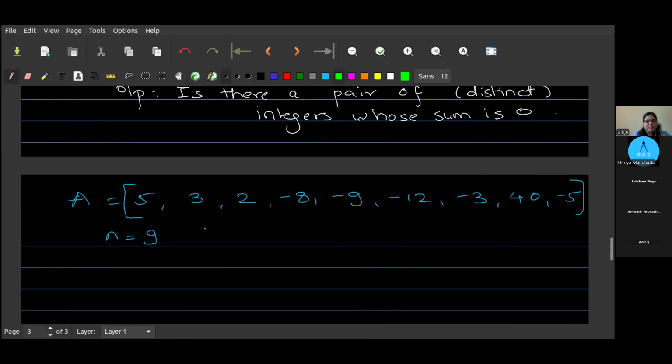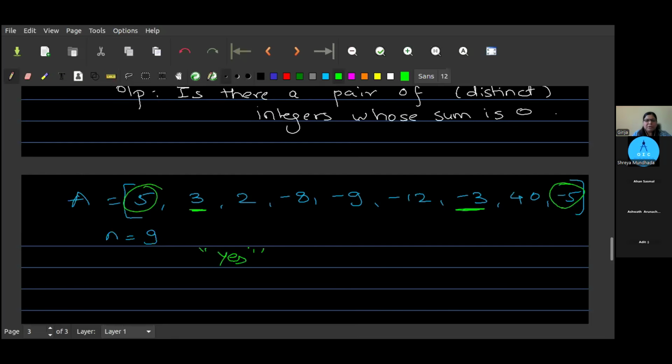Yes. In fact, there are multiple of them. There are two pairs, right? Are there more than two? No, only two. 3 and minus 3, 5 and minus 5, right? So again, I'm not looking for a unique solution here. As long as there is a valid solution, you will say yes. So the answer to this will be yes.